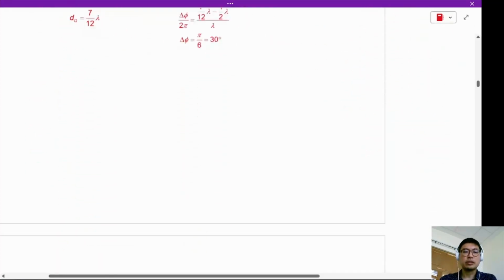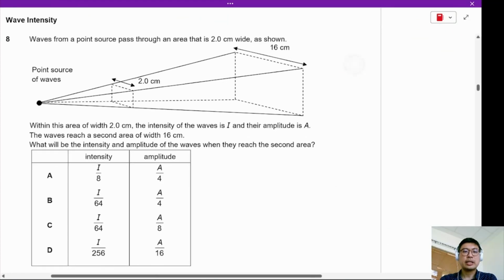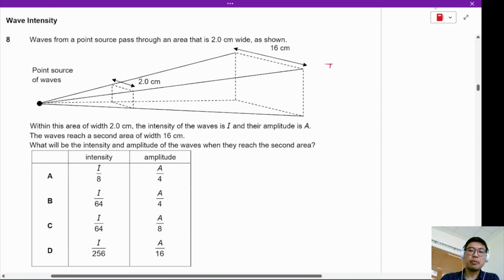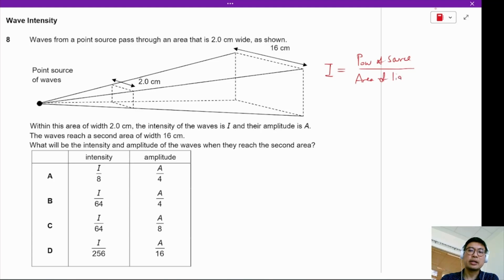Let's move on now to question 8, intensity. Now, I just want to remind everybody that intensity will be the power of the source divided by the area of the light that is shining. So in this case, this is the area number 2, this is the area number 1. Okay, so waves from a point source pass through an area 2 cm wide as shown. Within this area, the intensity of the waves is I and the amplitude is A.